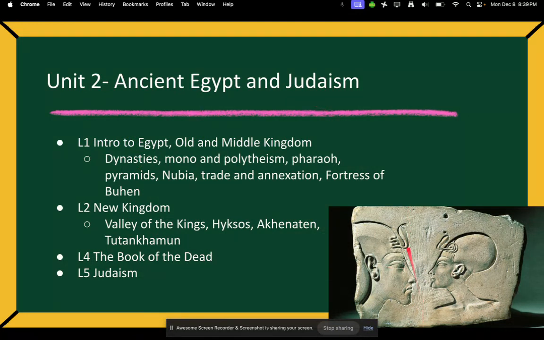So if you remember Akhenaten, he was this pharaoh that was really kind of weird. And he changed the art style of all of ancient Egypt as well as the religion to these more alien looking people. And then we talked about Tutankhamun as well. Lesson 4 was the Book of the Dead and how that was important to the Egyptian religion. Lesson 5, we talked about the basics of Judaism.